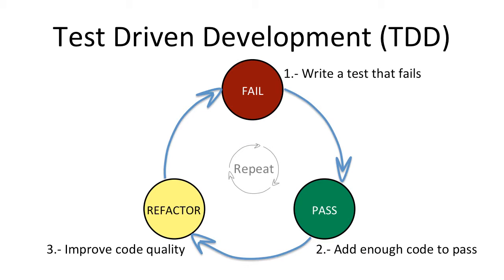Historically, we first write our software and then we test it. In test-driven development, we do the opposite. We first write some tests, then we write enough code to be able to pass those tests. We refactor to get better quality, and we repeat the cycle until we get the software that we are trying to build.